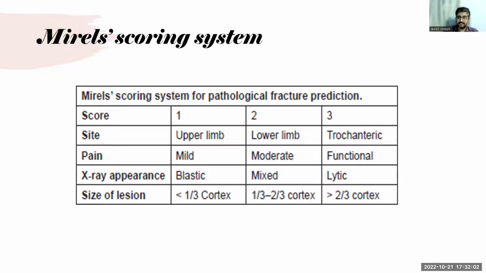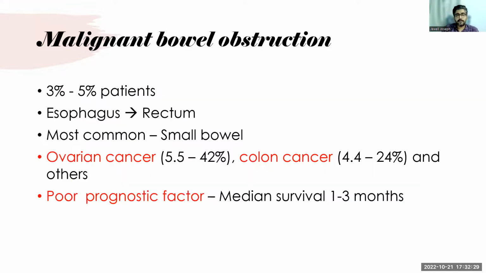If there is functional pain, it is again a sign that there is an impending fracture. Lytic lesions obviously will be more prone to fractures. And size of the lesion, if more of the cortex is involved, there is increased chance of fracture. So this is the Mirels scoring system. If the total score is more than or equal to 9, prophylactic fixation is indicated in these patients. That is about pathological fractures.